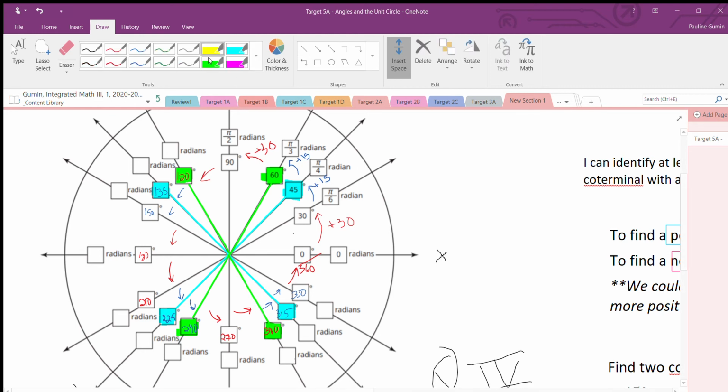All right, last one. Let's do 30. This one's a little easier to see now that we've labeled the rest of them. The reference angle to 150 is 30. The reference angle to 110 is 30. And the reference angle for 330 is 30.